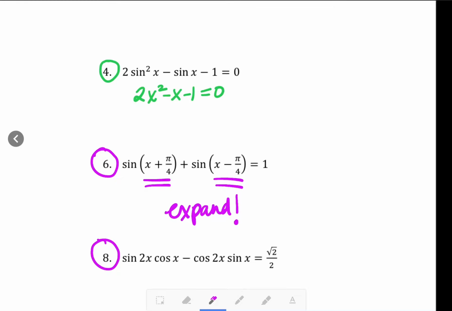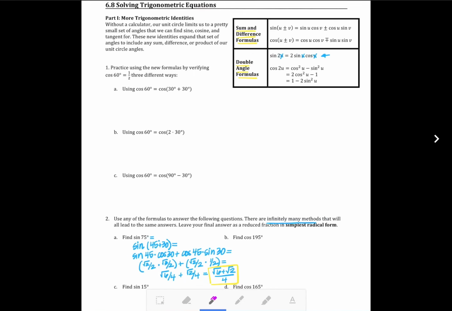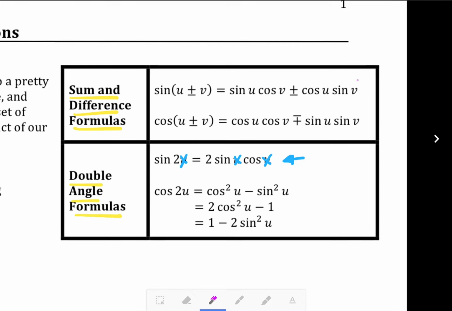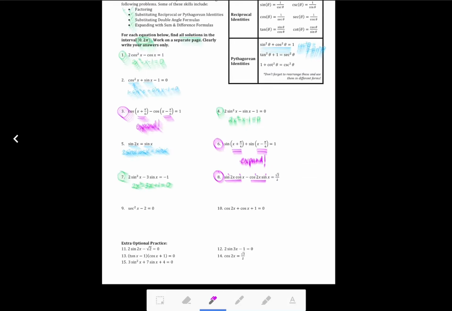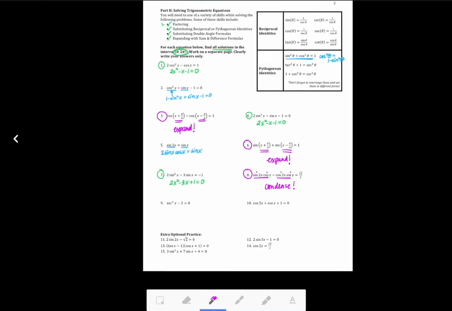I promise you it's going to look really long and messy, but it's going to work out really nicely. And this one, well, this looks like either a sum or difference of sine and cosine. This looks like that expanded form. Sine of one times cosine of another, cosine of one times sine of another. I feel like I just said that a minute ago in this video. That looks like one of these. So let's do the opposite. Let's condense this using one of those formulas, and you'll find that one works out quite nicely.